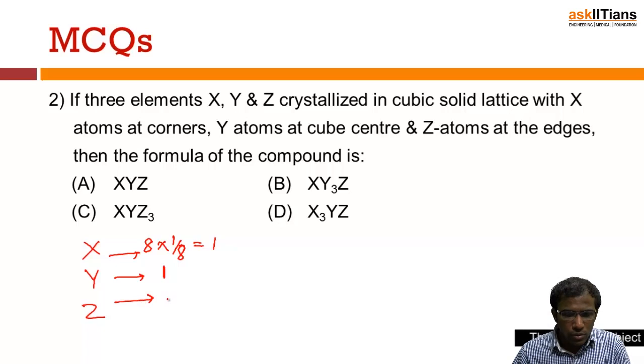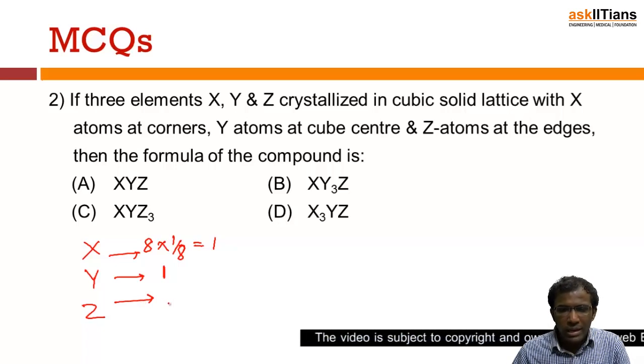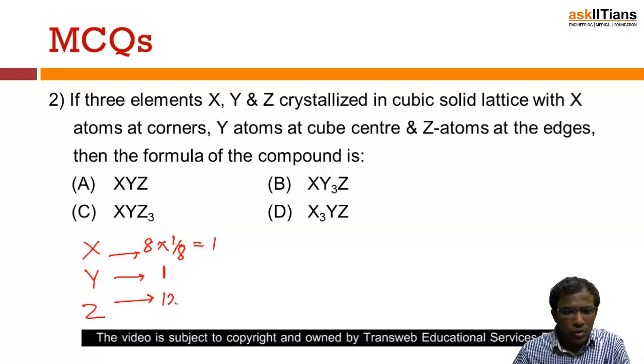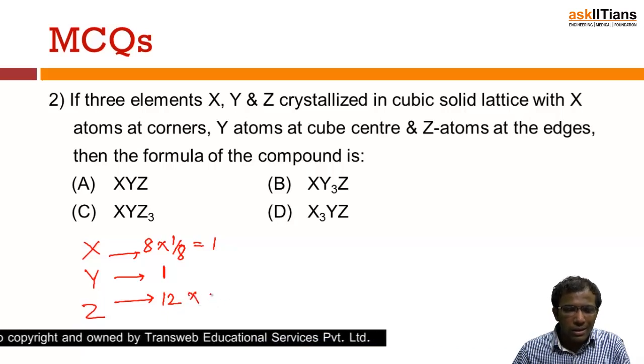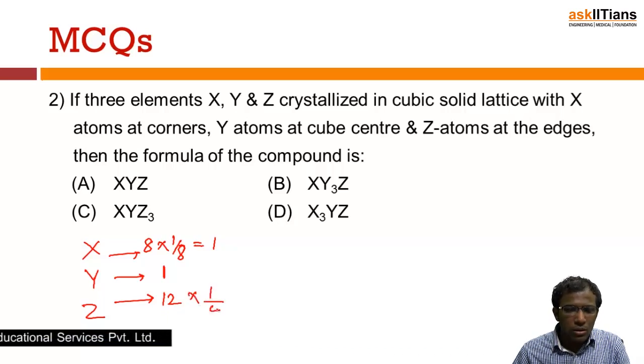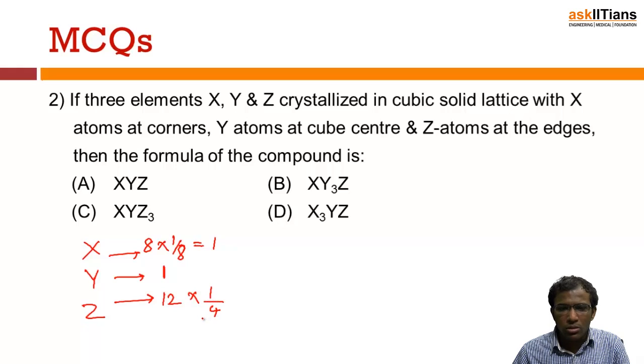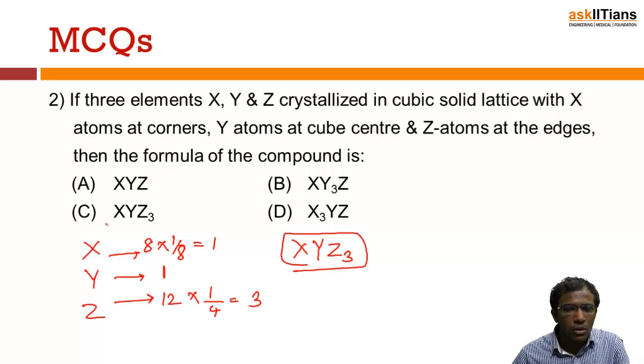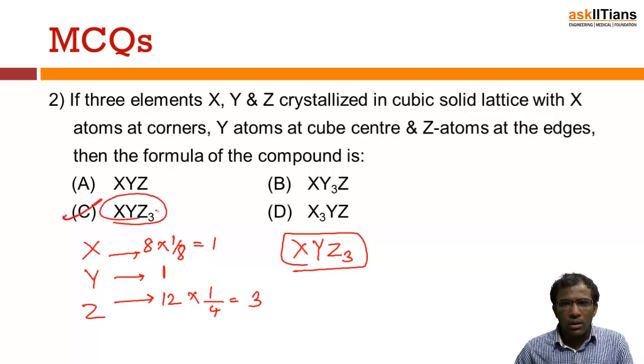So in total, how many edges do we have? We have total 12 edges, and the contribution of the atom which is present at the edge center is 1 by 4, since that edge is shared by 4 unit cells. So this is 3. So we have 1 atom of X, 1 atom of Y, and 3 atoms of Z. So XYZ3 will be the formula. So C, again C is the option. XYZ3 is the correct option.